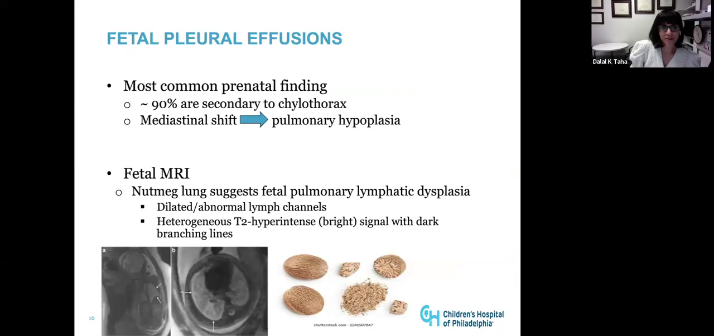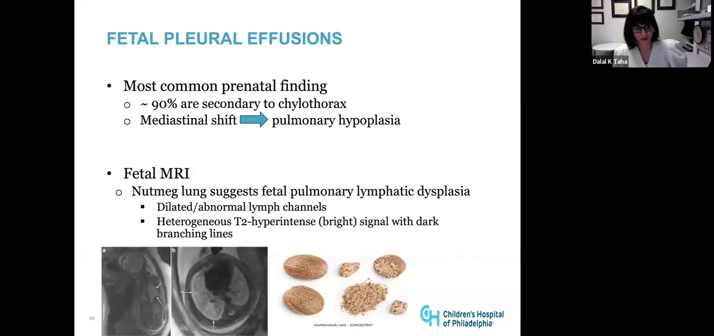So one of the more common prenatal findings within the definition of hydrops is chylothorax. About 90% of pleural effusions in the fetus are actually lymph. They can cause a mediastinal shift and result in pulmonary hypoplasia. And so recognizing lymph dysfunction early can help improve outcome and survival.